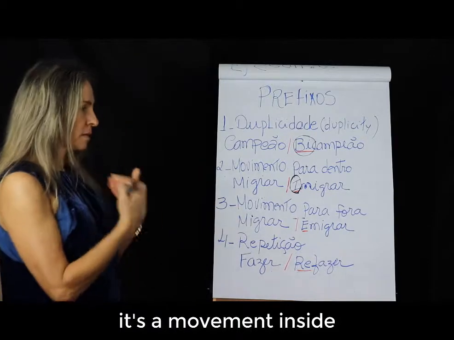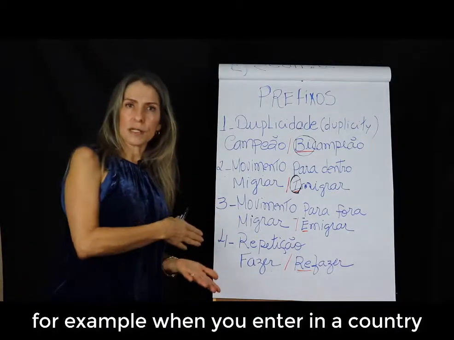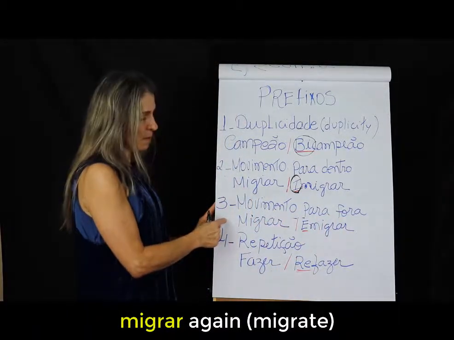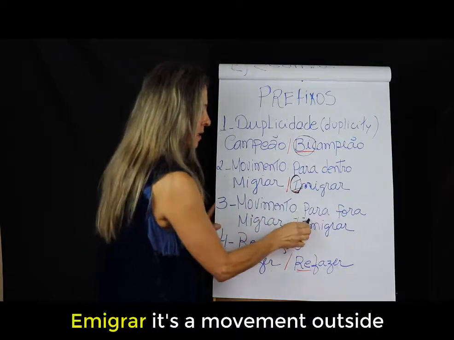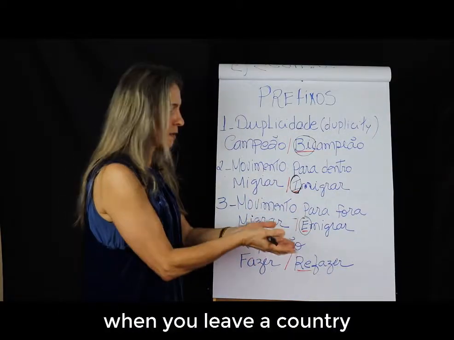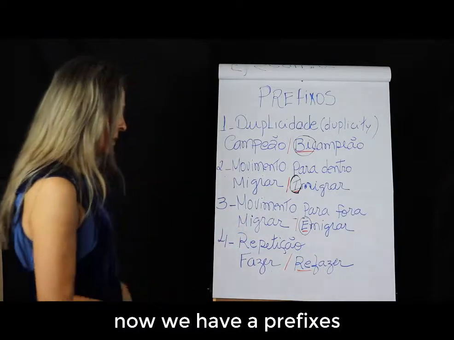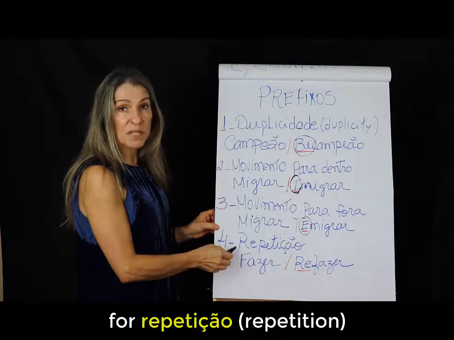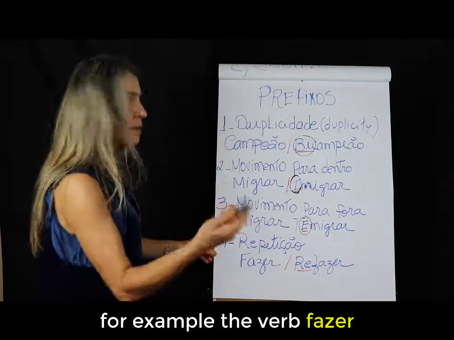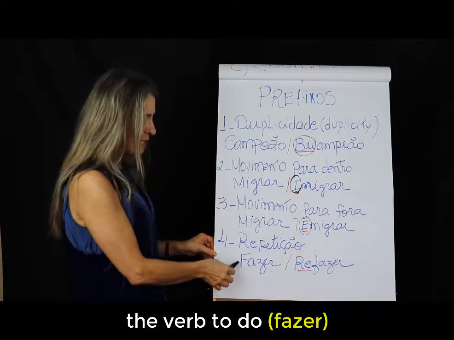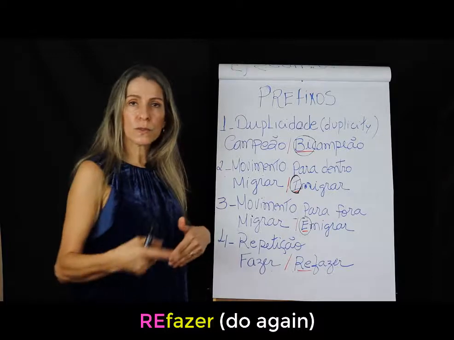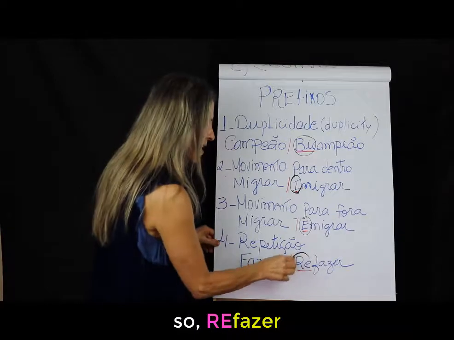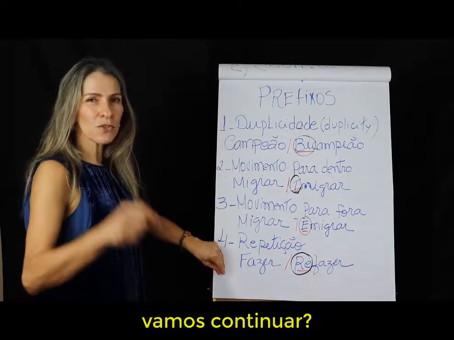It's a movement inside. For example, when you enter a country. Movimento para fora. Migrar, again, migrate, emigrar. It's a movement outside, okay? When you leave a country. Now we have prefixes for repetição. Repetition, repetição. For example, the verb fazer, verb do, fazer. Refazer, do again. This is repetition, é repetição, or redo. So, refazer. Vamos continuar?